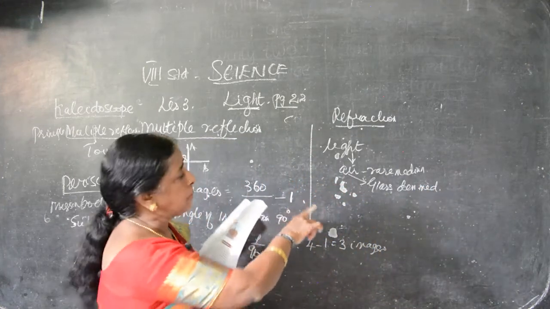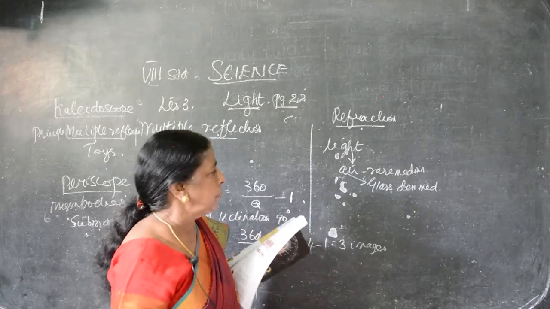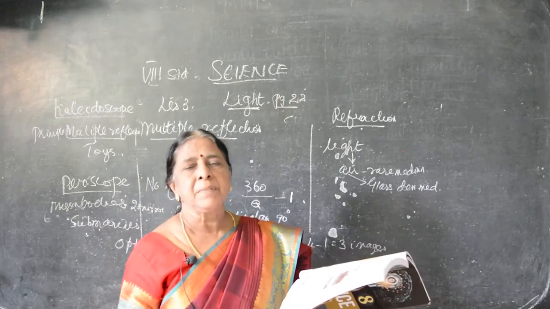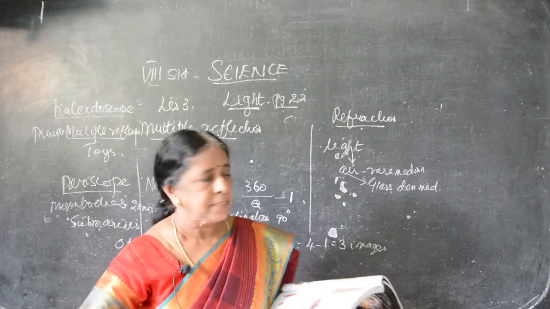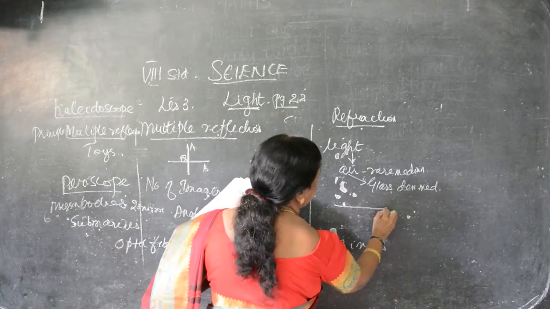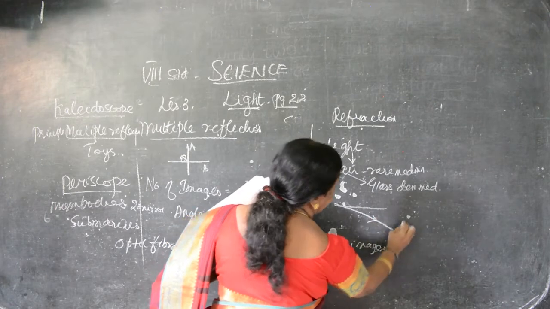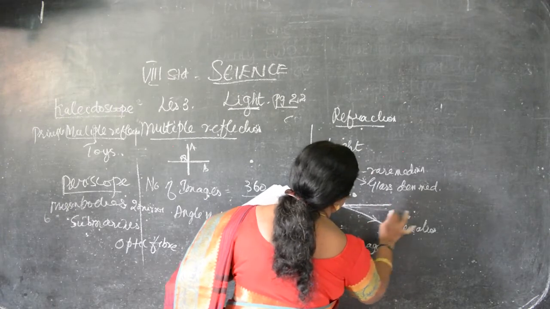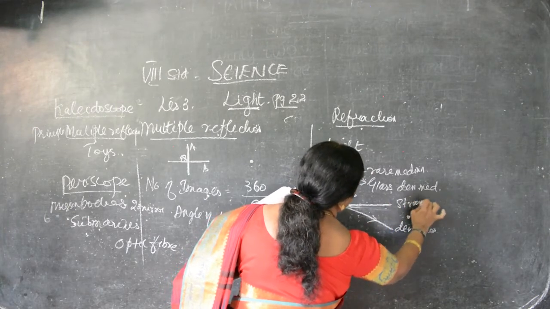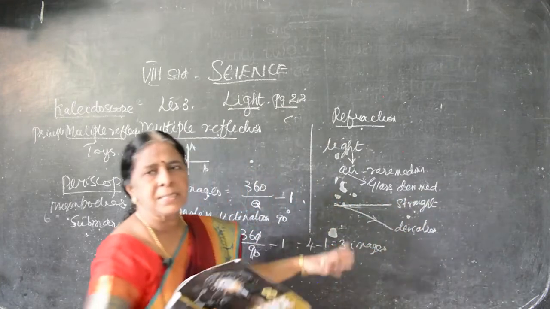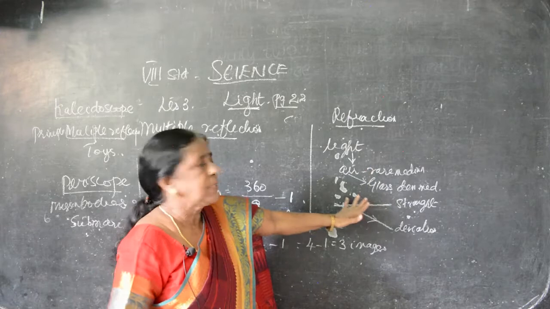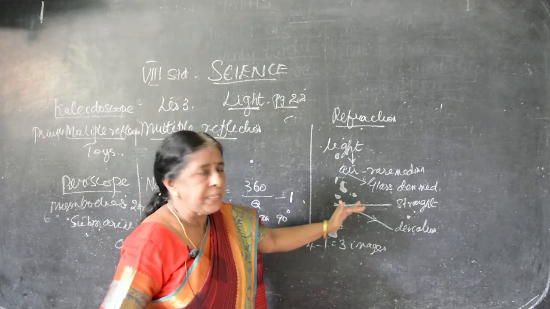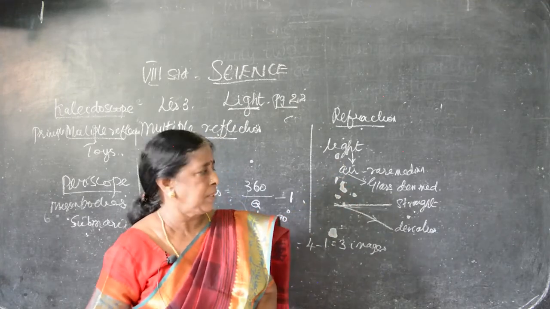Light rays travel from the rarer medium to the denser medium. The rarer medium is air, the denser medium is glass. They are deviated. Deviated means that light, which travels in a straight line, instead of traveling straight like this, will be deviated like this. This is deviation. This is straight. In the beginning we saw that light travels in a straight line, but when it travels from the rarer medium to the denser medium, instead of traveling in a straight line, the light rays are deviated. This deviation is known as refraction. Clear?